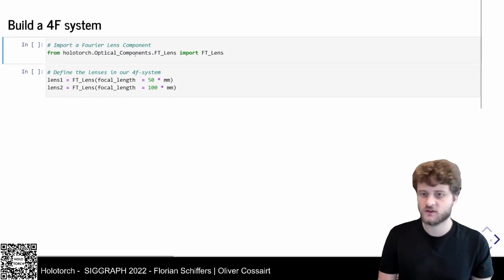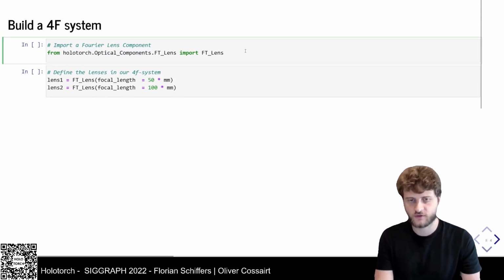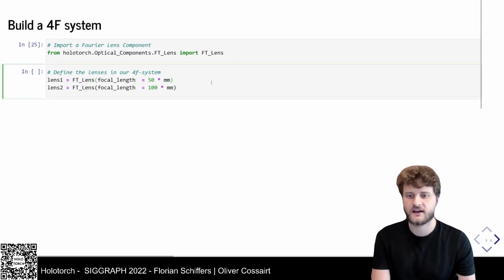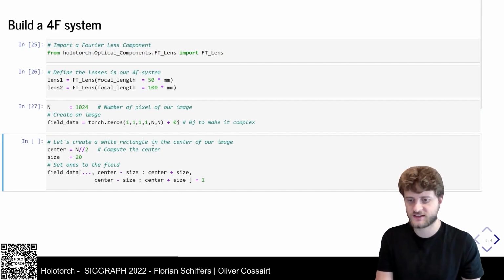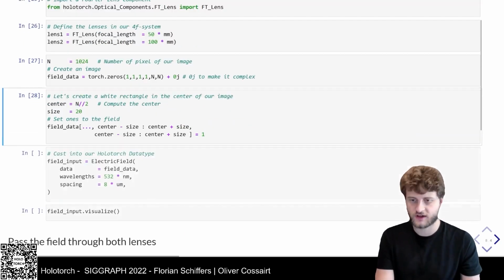So how do we implement it in HoloTorch? First, we would import the Fourier transform lens. Then we can define the focal lengths. And we're going to choose here 1500 millimeters. You're going to define again an electric field. Just in this case, we're going to make it smaller. You're going to make it a smaller image.